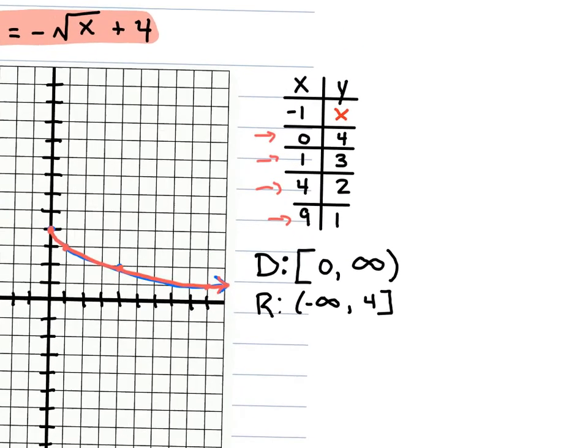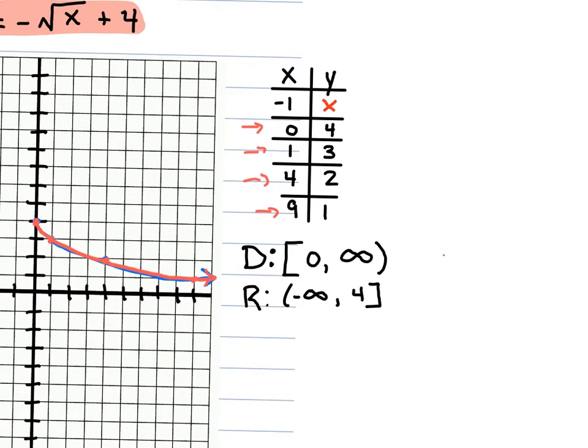Now remember, when we talk about domain, we're talking about the x values, meaning how far does this go to the left and how far does this go to the right. And when we're talking about range, we're talking up and down. So how far does it go down and how far does it go up? So we're going to do these separately.